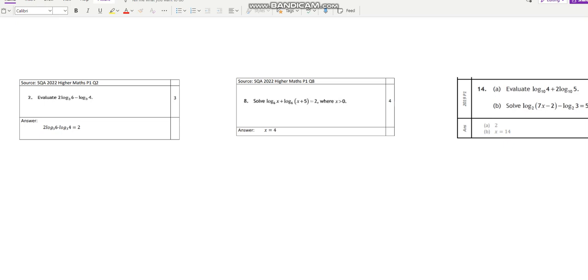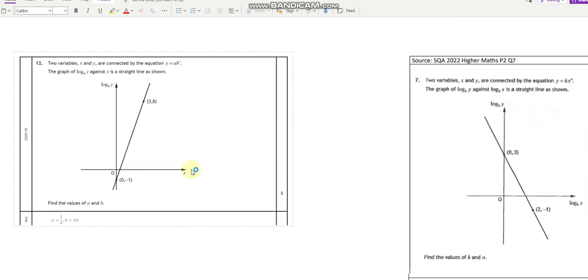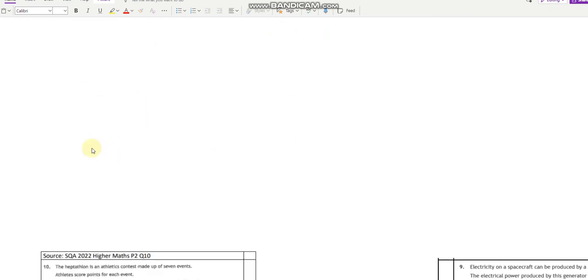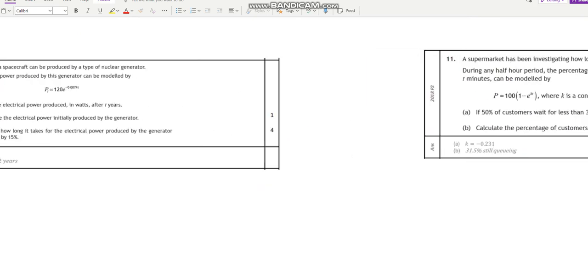Hey, so in this series we're going to do logs, and I think there are about three different types of questions you could get. The first one is our standard evaluating logs, so we'll go through them. The next is our log graphs, so having a log on the vertical or a log on the horizontal, and looking at exponential decay and growth functions.